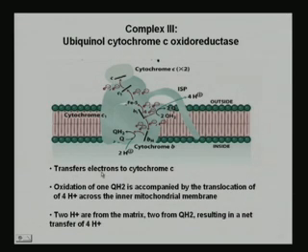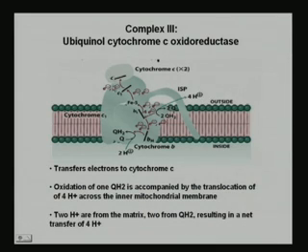Now, the transfer of electrons to cytochrome C from ubiquinol is taking place. Oxidation of 1 QH2, ubiquinol, is accompanied by the translocation of 4 hydrogen ions across the inner mitochondrial membrane. 2 hydrogen ions are from the matrix, 2 from ubiquinol, resulting in a net transfer of 4 hydrogen ions from the matrix side to the intermembrane space.